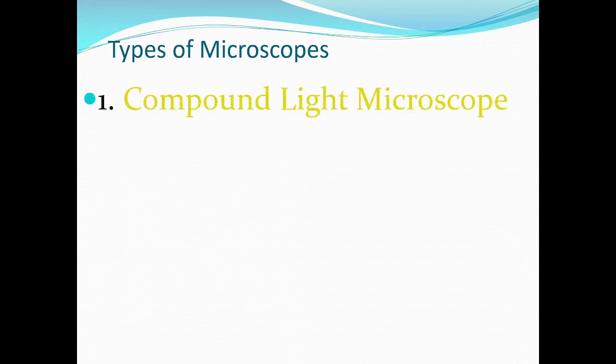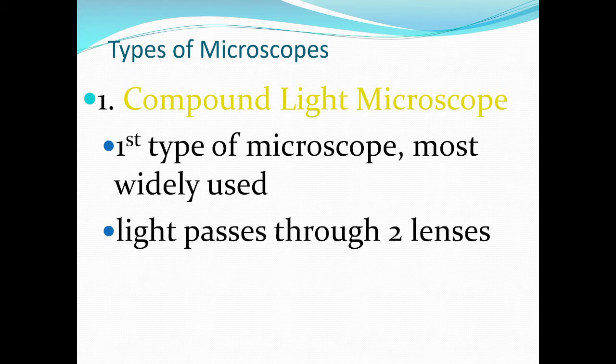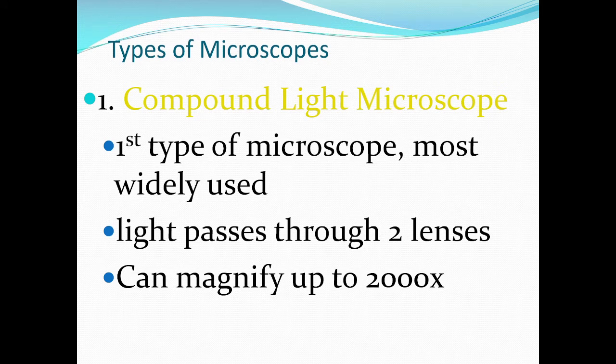There are several types of microscopes. First, we have the compound light microscope. This is the first type of microscope and the most widely used. In this type, light passes through two lenses, and it can magnify up to 2,000 times.